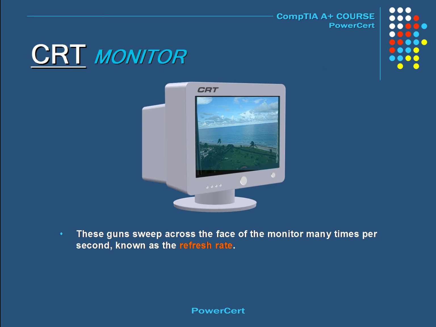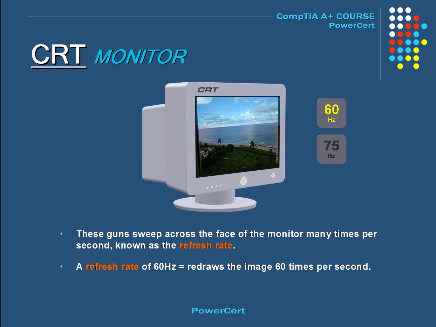So for example, if the refresh rate is 60 Hz, then that means that the beams sweep across the entire face of the monitor, redrawing the image at the rate of 60 times per second. Now, to the naked eye, most people cannot detect this because it does it so fast. But a lot of times, some people complain of discomfort in their eyes because they are noticing this constant refreshing of the image. But this problem is usually solved by increasing the refresh rate, which makes the refreshing of the image less noticeable, which reduces the amount of eye discomfort.